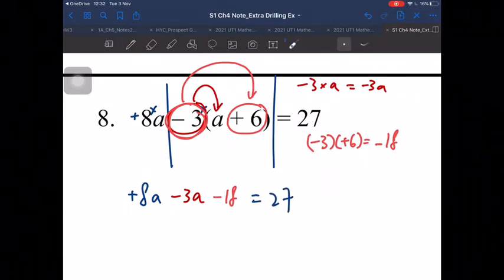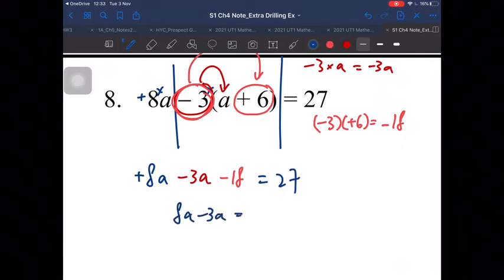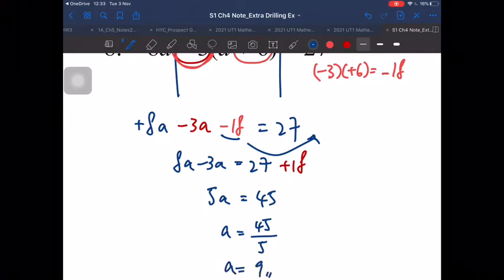Just rewrite it. After that, we have to group the like terms. There are 2 pairs of like terms. The first is xa minus 3a. The second is the constant terms. So that means xa minus 3a, and we transpose the negative 18 to the other side here. So it will be 27 plus 18. So after that, it will become 5a equal to 45. So a is equal to 45 over 5. A is equal to 9.